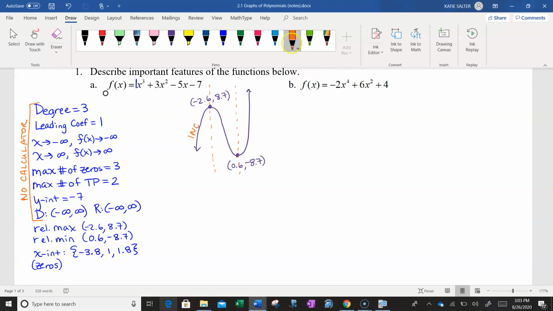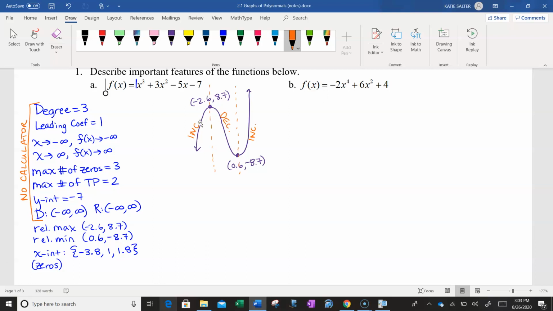Now I know that's weird because sometimes students have a hard time writing these because they want to write it for the range and not the domain. But make sure you're writing it for the domain values. Then between -2.6 and 0.6, it is decreasing because we're going back down. And then from 0.6 all the way to infinity, it is increasing.